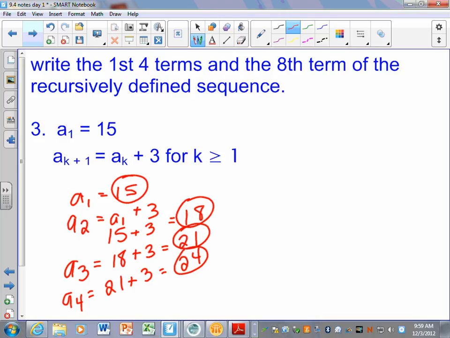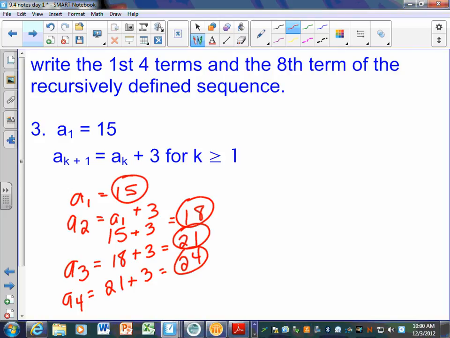Logan's saying, why don't we just go to the 8th term because we need the 8th term anyway. It's not that hard to go to the 8th term by just adding. It would be a pain to go to the 100th term. Could we get to the 8th term without actually finding every one? What are we doing every time to these numbers? Adding 3. So let's see if we can think about this.